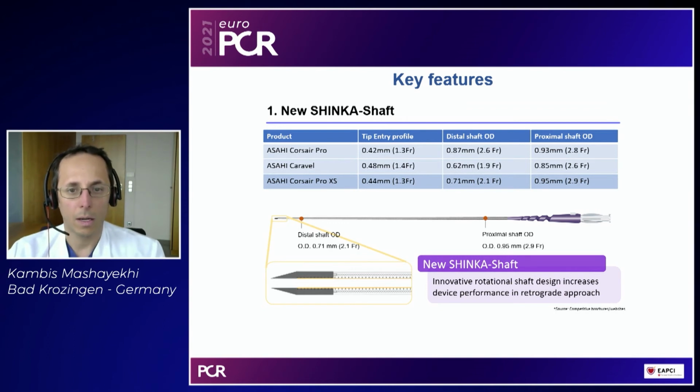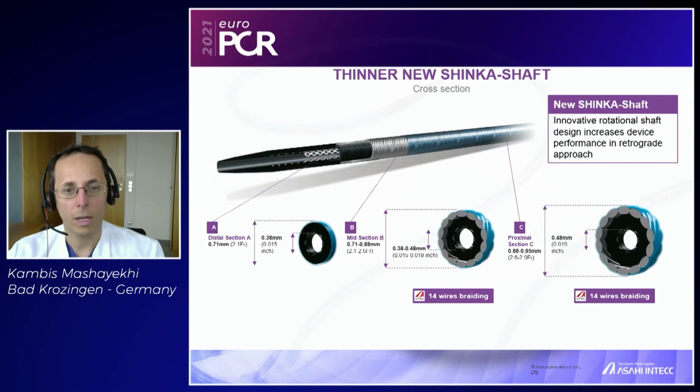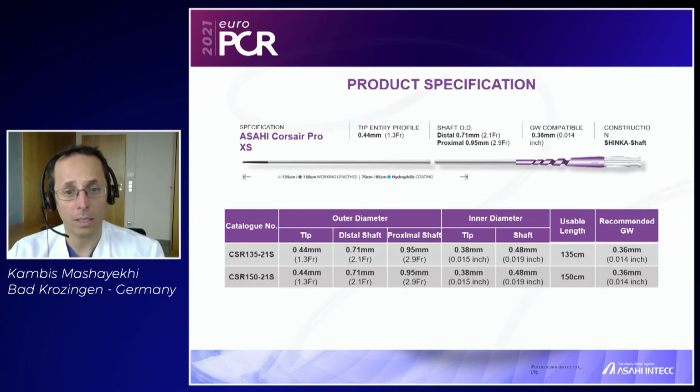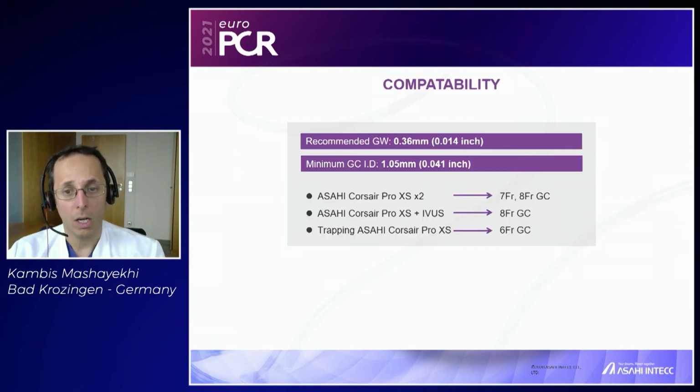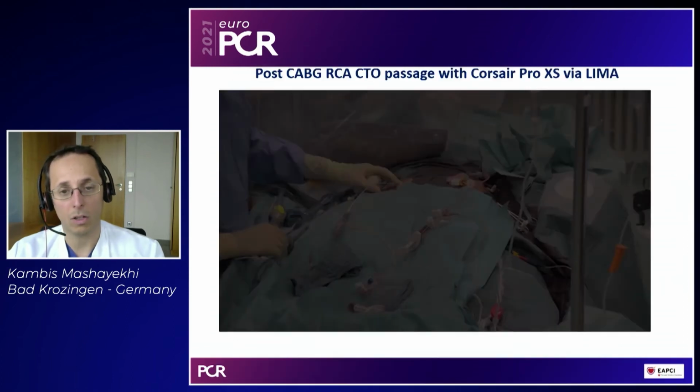So this is the Corsair Pro X with a new kink-resistant shaft, which means that you have 2.1 French distally, and then you also have 14 braidings, so it's very good rotatable towards the tip and even tiny, right? So you have 2.1 French of the distal shaft and a strong backup from the proximal shaft with 2.9 French. So you can use this device in 6, 7, or 8 French, depending on what you need additionally, but it's possible to trap it out in 6 French as well.